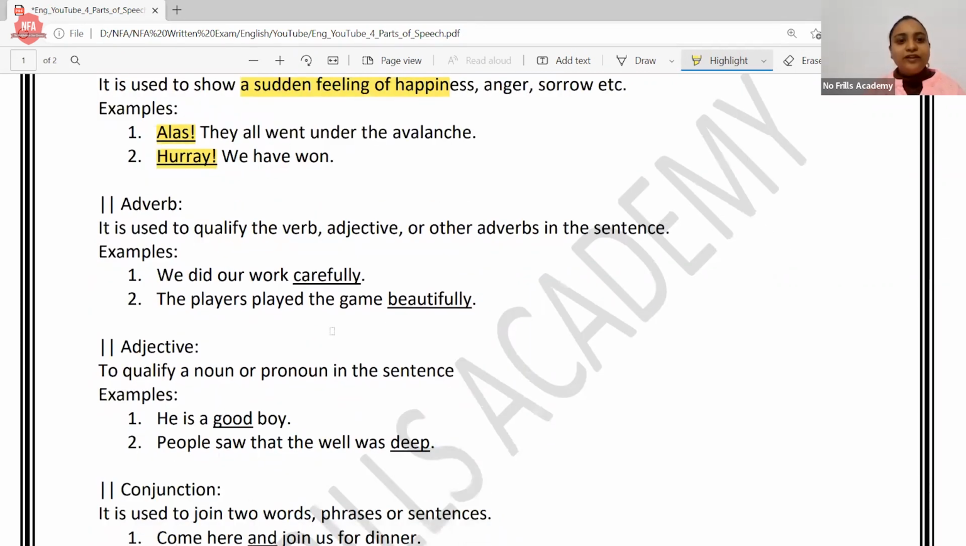Next, adverb. It is used to qualify the verb, adjective, or other adverbs in a sentence. Examples: we did our work carefully. How did we do our work? Carefully. The players played the game beautifully. Beautifully is qualifying how they played.